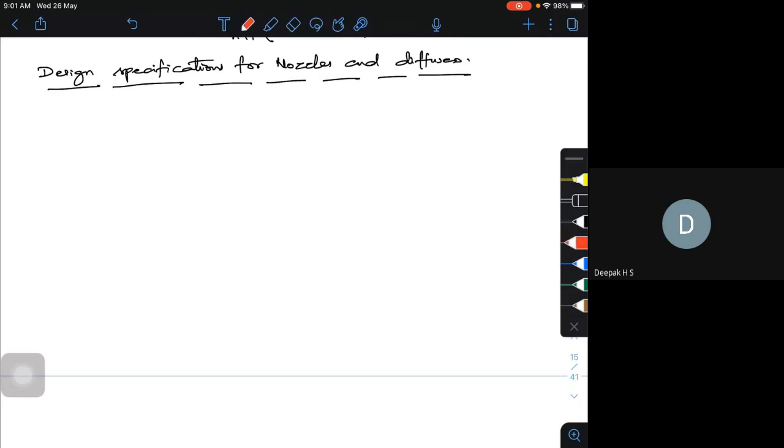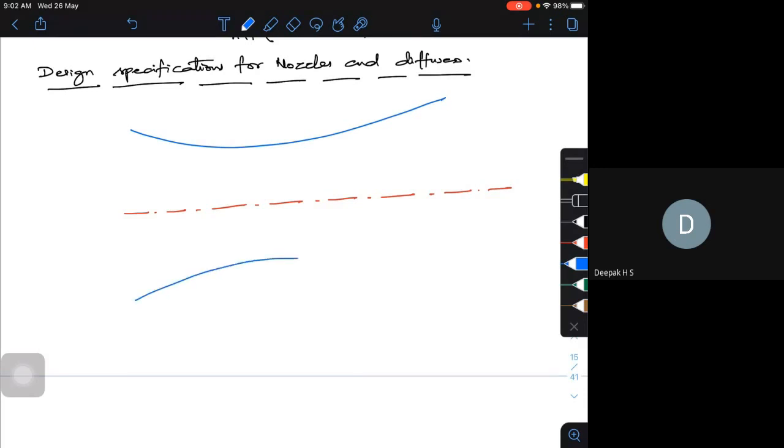Say for example, I have a nozzle of this kind. So this is my central axis. Let me consider a kind of a CD nozzle. So this is how it is. I do have a little bit of converging portion and diverging portion. This is my inlet and this is my exit.